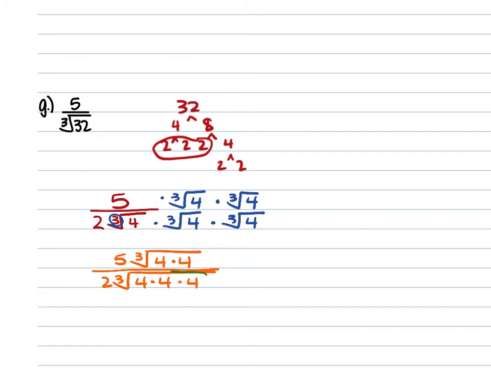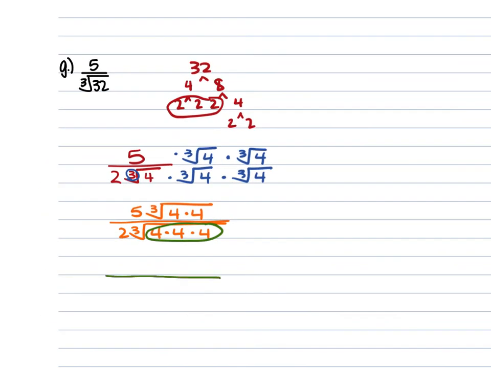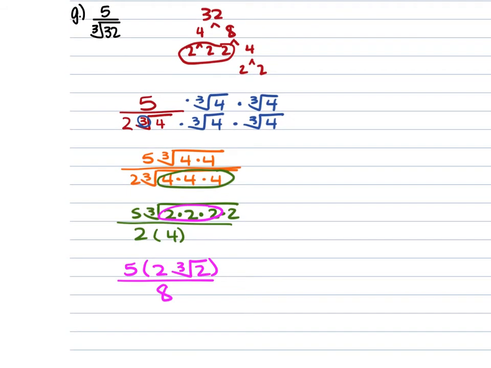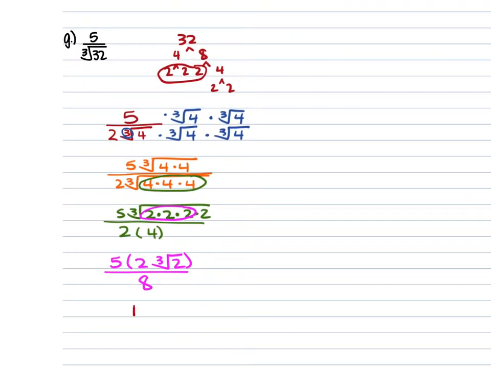So from here, we have 3 4s that are the same on the bottom. We'll pull the 4 out. So on the bottom, we're going to have 2 times 4. On the top, we have 4 times 4, which is the same thing as saying the cube root of 2 times 2 times 2 times 2. If we're looking for groups of 3, you have 3 2s that pair up, so this becomes 5 times 2 cube root 2 all over 2 times 4, which is 8. The 5 times 2 gives us 10, so it's 10 cube root 2 all over 8.